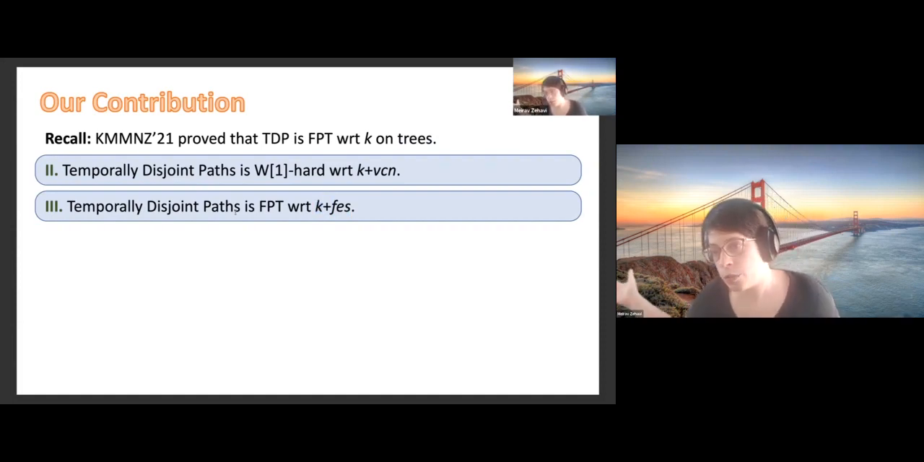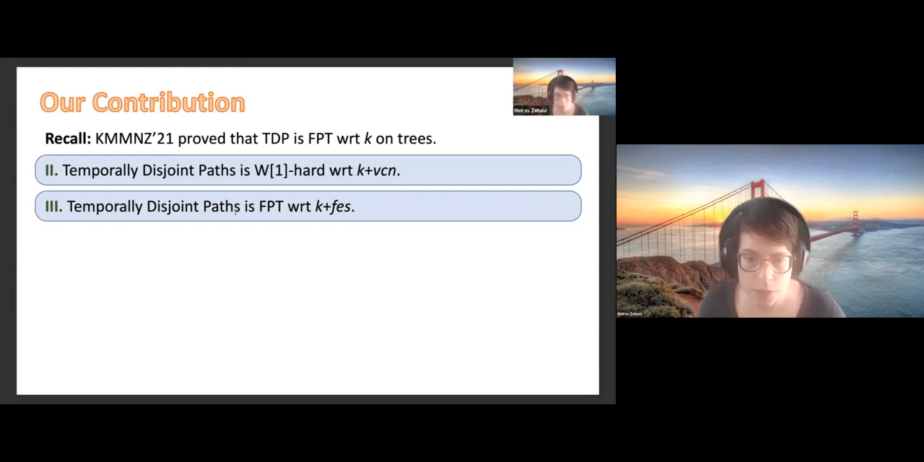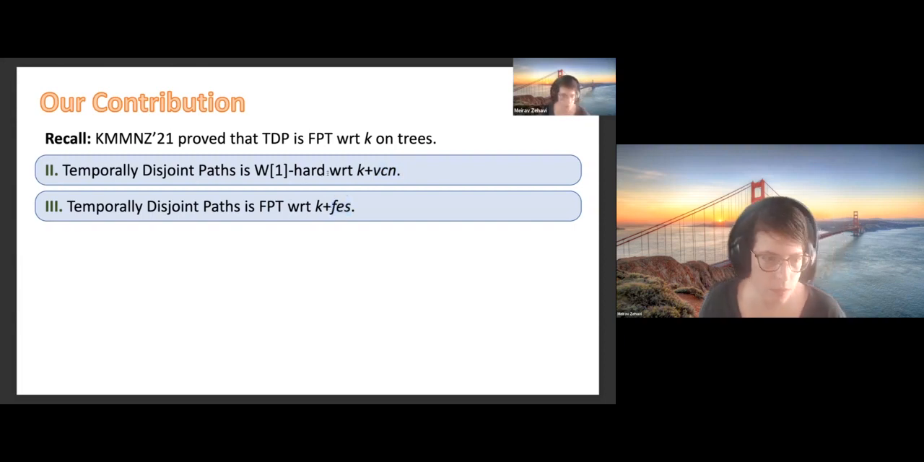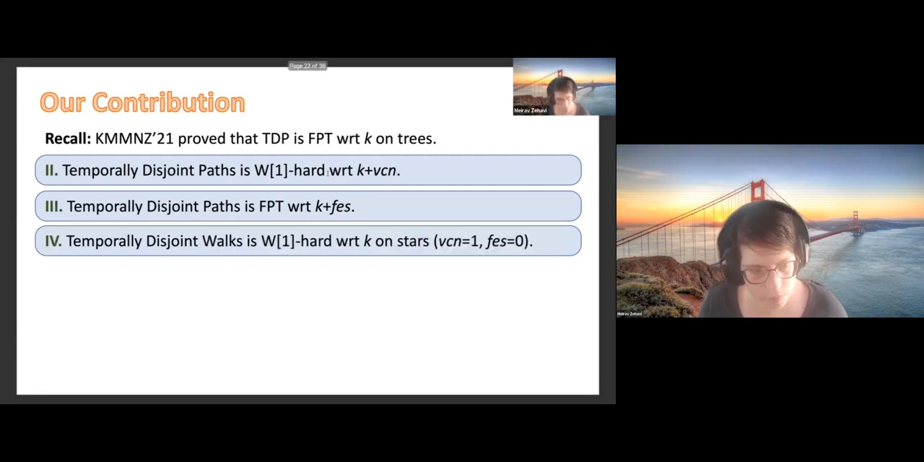Okay, and then what happens when we look at another parameter, which is quite large for most graphs, the vertex cover number, the minimum size of the vertex cover of the graph. But it turns out when you take k with the vertex cover number rather than FES, then it's W[1]-hard. Okay, so this is for the path version. And for the walk version, quite surprisingly, I will say soon why, it's W[1]-hard even with respect to k, even on stars, where the vertex cover number is just 1 and FES is 0, because it's in particular a tree.